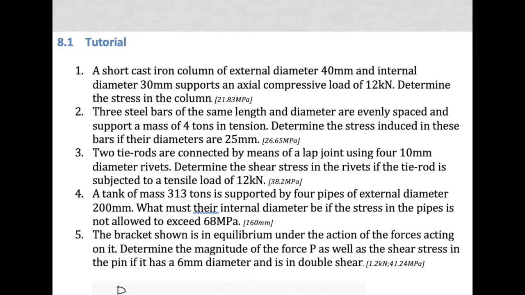And in this first one, it talks of a short cast iron column, and they give you an external diameter and an internal diameter. So it sounds like a round object, a column that is hollow inside. We'll show you a sketch in a moment. Now this column is said to support an axial compressive load of 12 kilonewtons. That would be 12,000 newtons. We've got to find the stress in that column, and an answer is given.